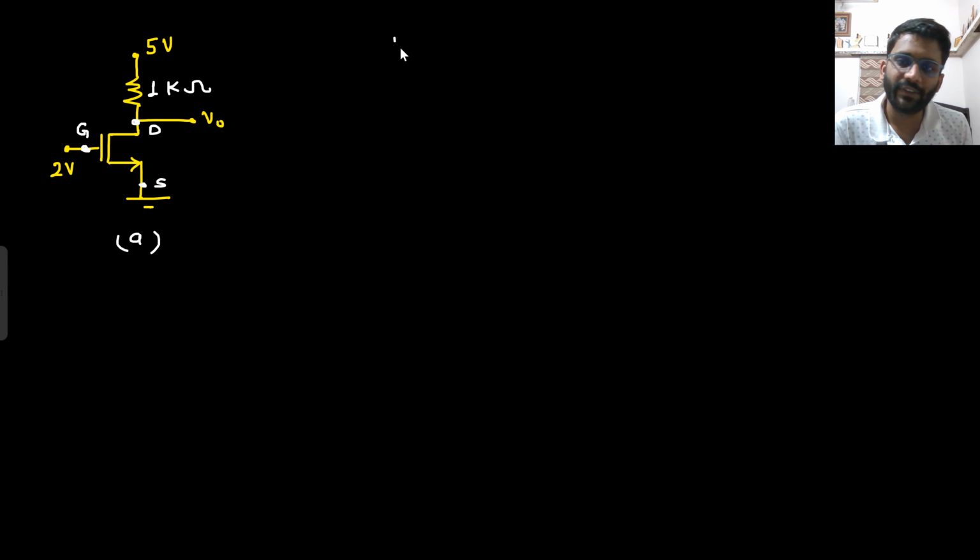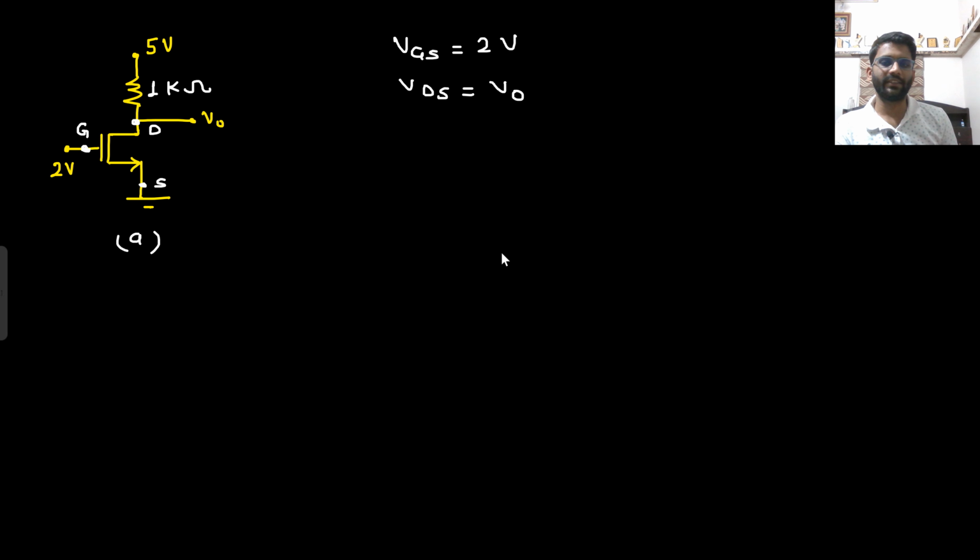So what is the VGS value given? VGS value is 2 volt. What is the VDS value? You don't know, but that is V naught because source is grounded. And VT is 1 volt. Now can you tell in which region the MOSFET is working? No. You don't know in which region the MOSFET is working. So you have to assume.